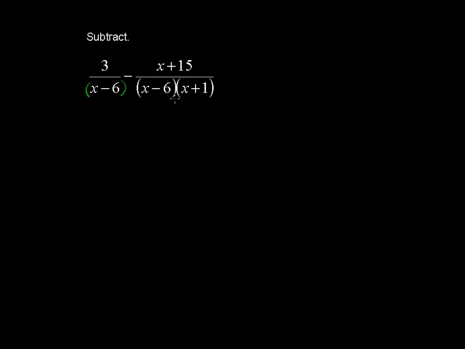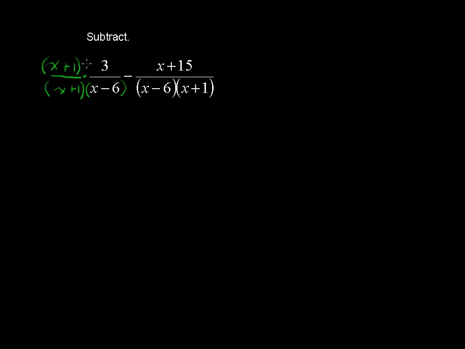To get a common denominator, think about building up the denominators. That is, what is this missing? What factor is this missing that this one has? Well, it's x plus 1. So we're going to multiply both the numerator and the denominator by x plus 1, just like you would multiply the numerator and the denominator by something when you were adding or subtracting fractions.